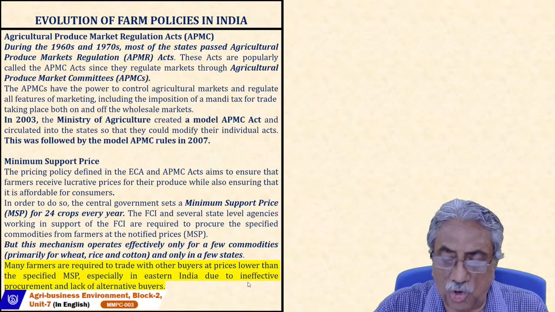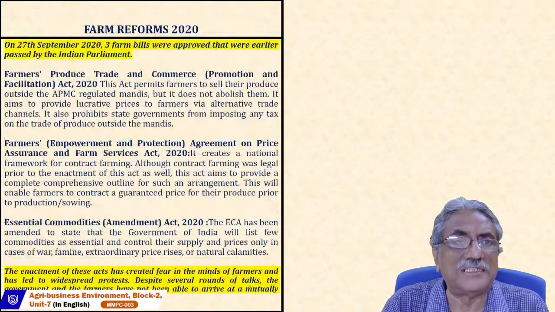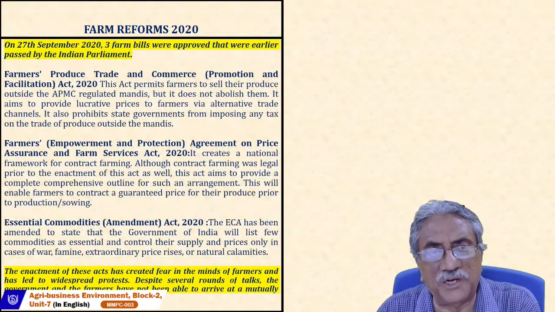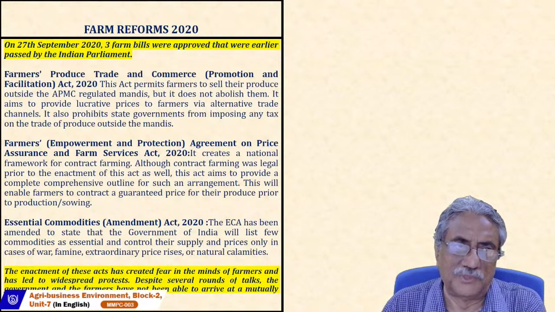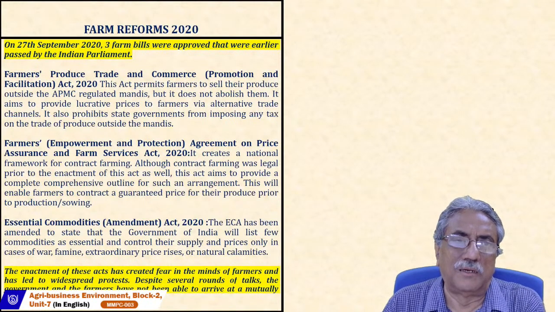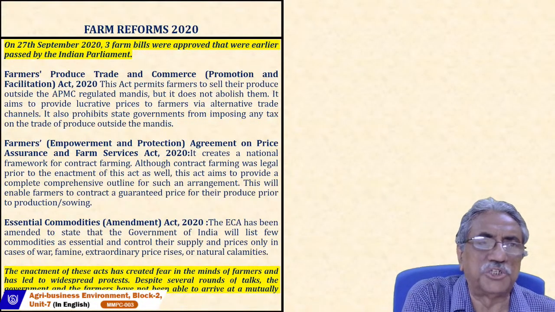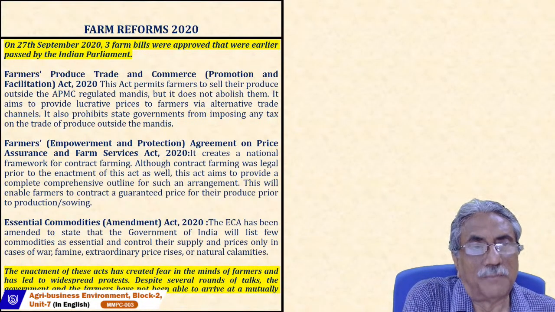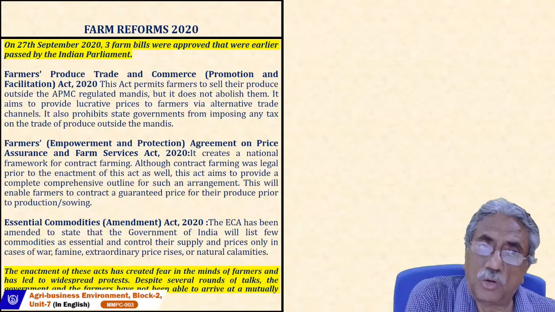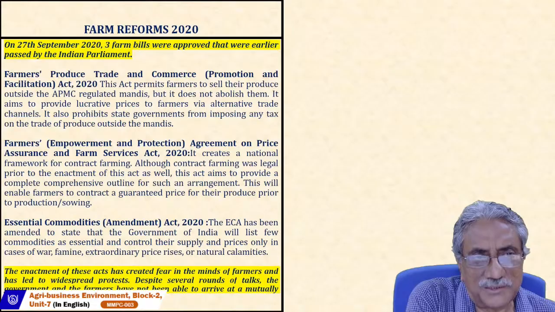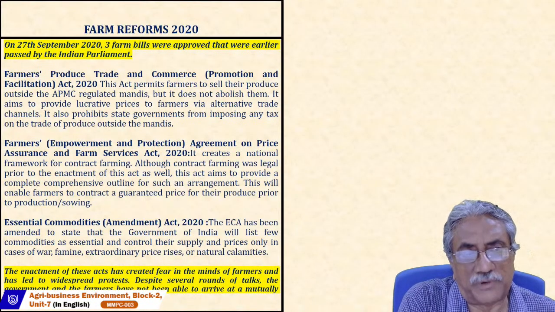But now the new law came. They said, yes, outside you can sell. There will be no tax. If you sell in mandi, there will be tax. In mandi I will buy at a minimum support price. Outside the mandi it is a price negotiated between you and the buyer. So if the buyer is a strong buyer, he can buy all your products, but he can buy at a lesser price than the minimum selling price.